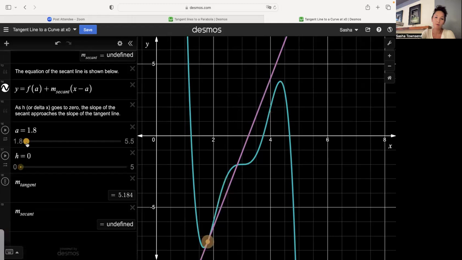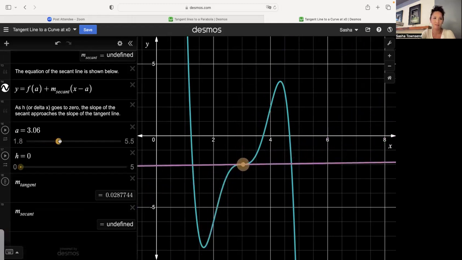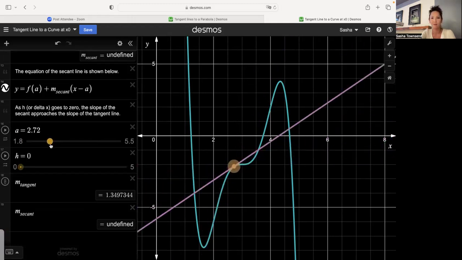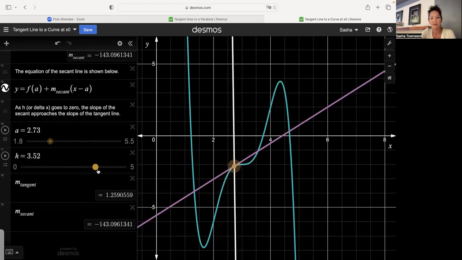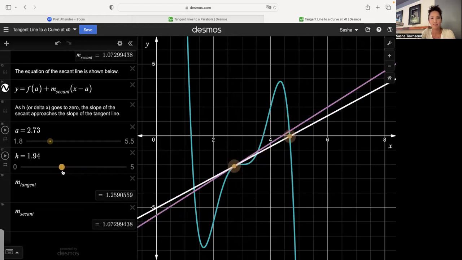Now you might say, what if I want a to be different? Well, you can move a. When you change a, you change the slope of the tangent line. And then you can change the corresponding slope of the secant line as well.